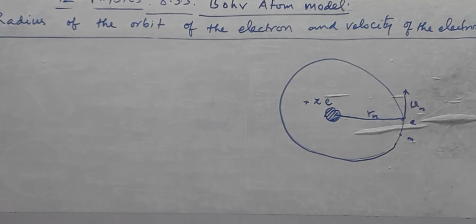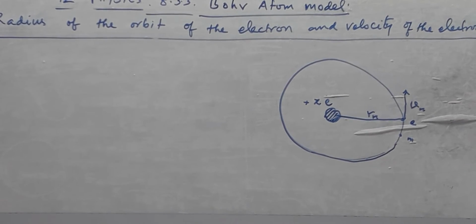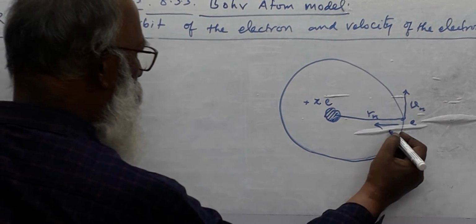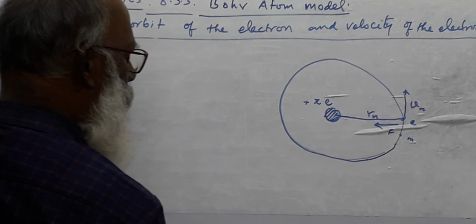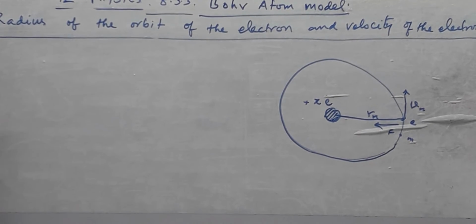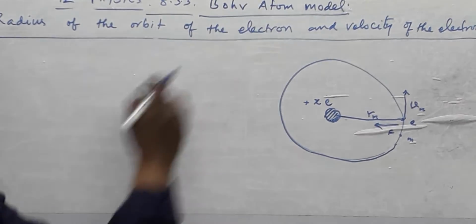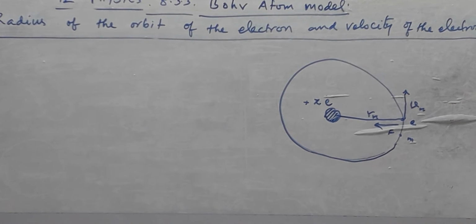Now, the electrostatic force provides the centripetal force on the electron towards the nucleus. This is the force due to the electrostatic attraction of the nucleus on the electron, and it acts towards the nucleus. These are all assumptions that we have to make to calculate the orbit of the electron and the velocity of the electron.